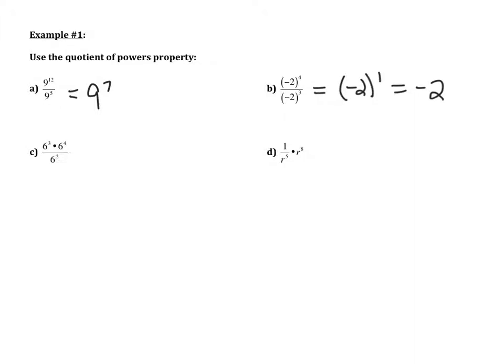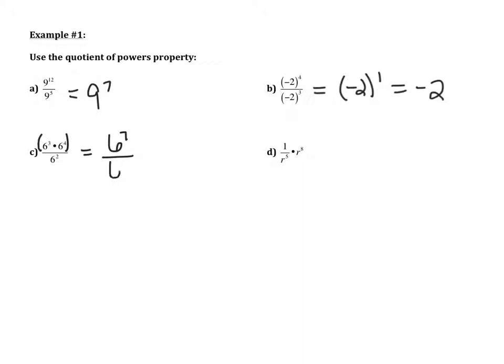Part C, 6 to the 3rd times 6 to the 4th, all divided by 6 to the 2nd. When we do problems like this and you have multiple operations in them, act as if there are parentheses around the numerator and the denominator. And when you have parentheses, you do what's inside of them first. So we are going to take 6 to the 3rd times 6 to the 4th first. Since I have the same base and I'm multiplying, I'll add the exponents. So 3 plus 4 is 7.